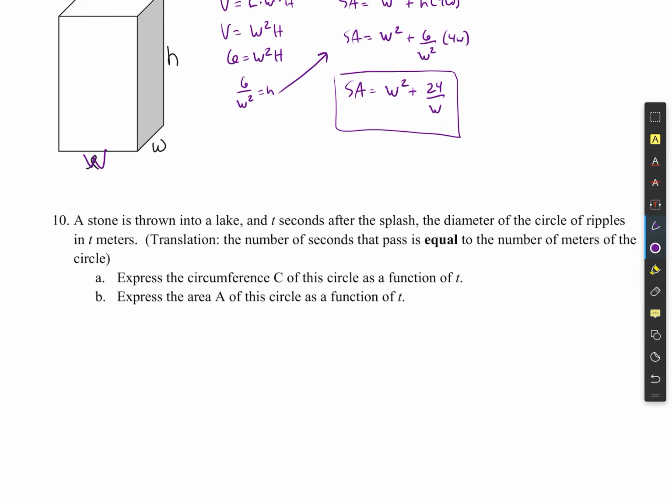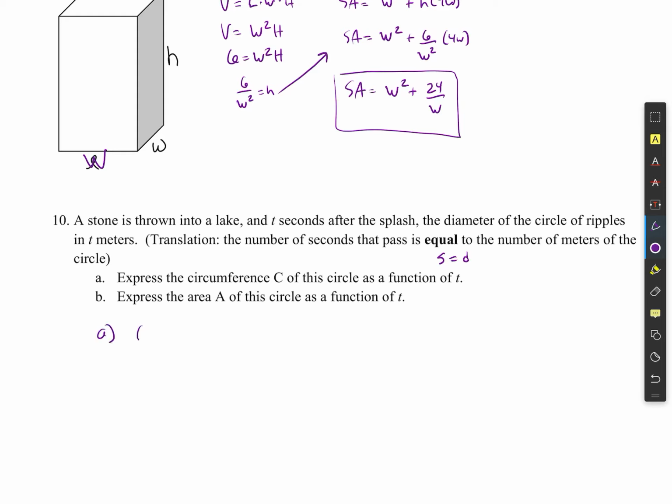What's this last one? A stone is thrown into a lake, and t seconds after the splash, the diameter of the circle of ripples is t meters. Translation: the number of seconds that pass is equal to the number of meters of the circle. Express circumference of the circle as a function of time. Alright, key thing. Seconds equals diameter.